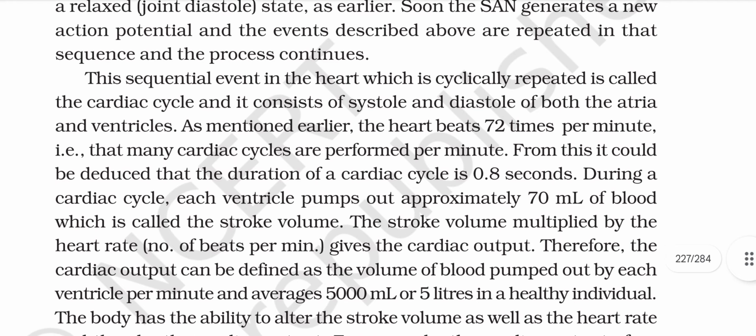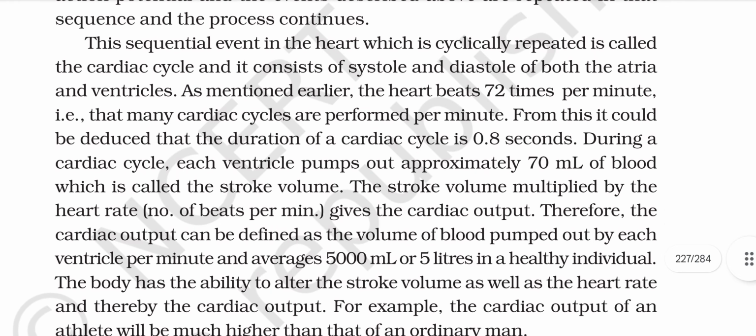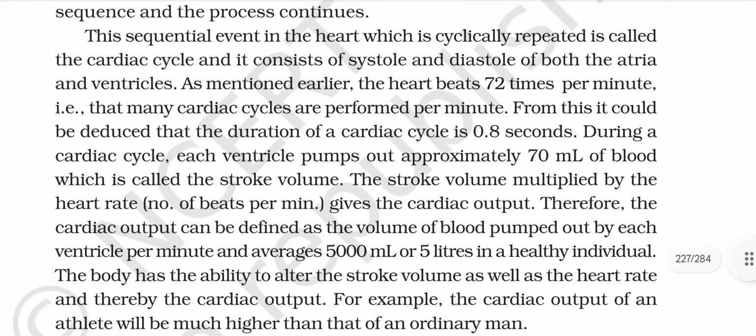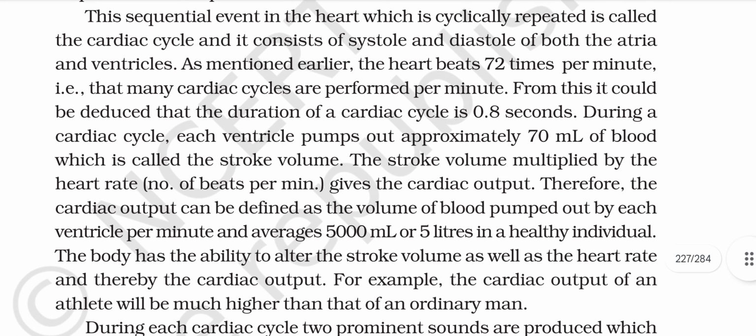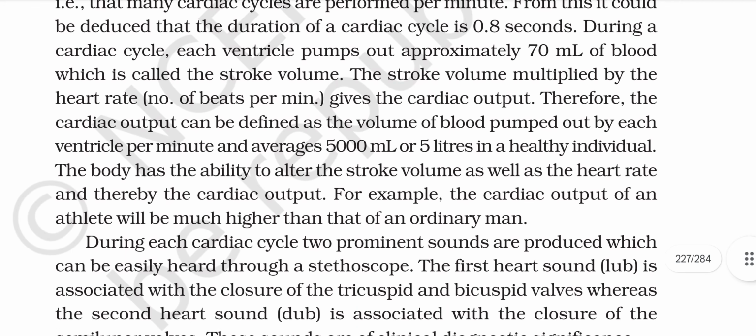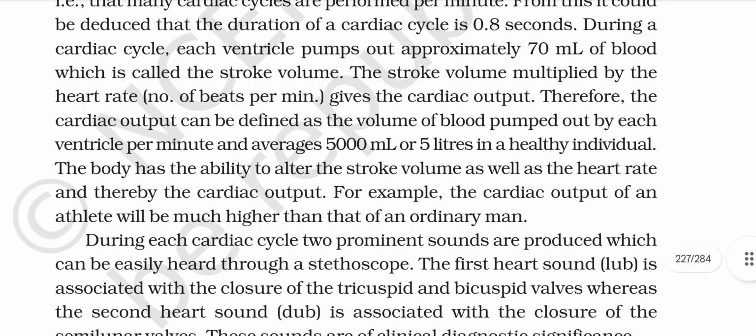This sequential event in the heart, which is cyclically repeated, is called the cardiac cycle, and it consists of the systole and diastole of both atria and ventricles. As mentioned earlier, the heart beats 72 times per minute, that is, that many cardiac cycles are performed per minute. From this, it could be deduced that the duration of the cardiac cycle is 0.8 seconds.